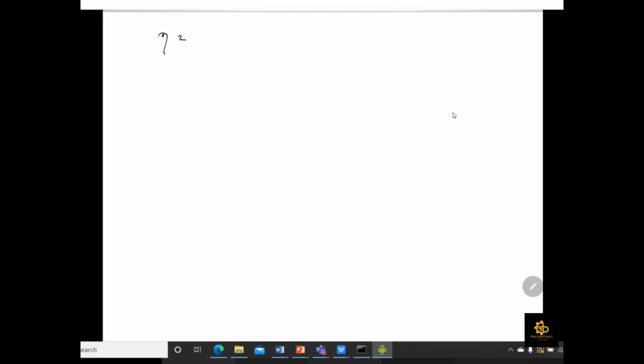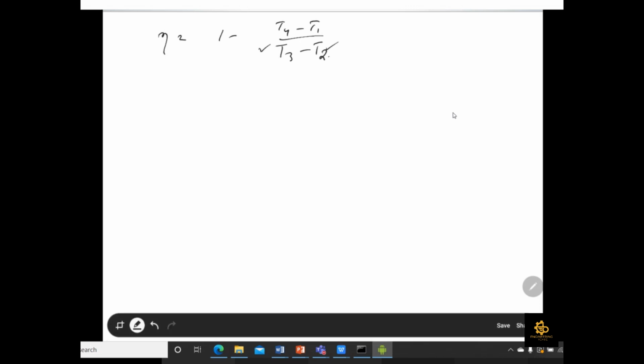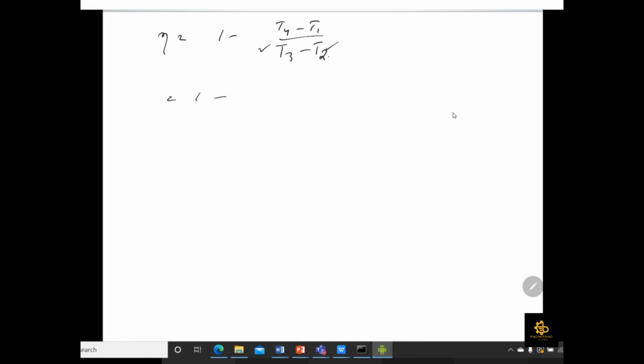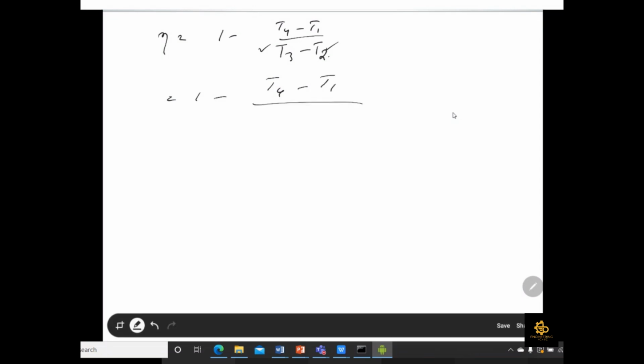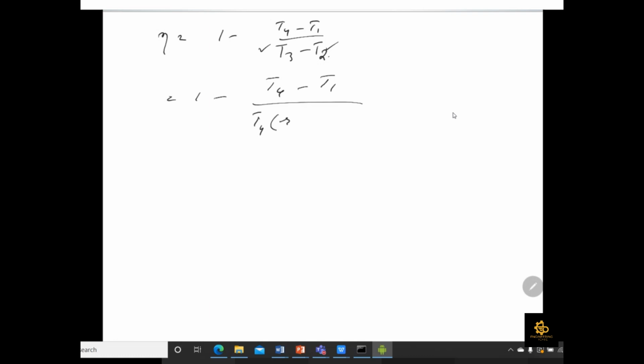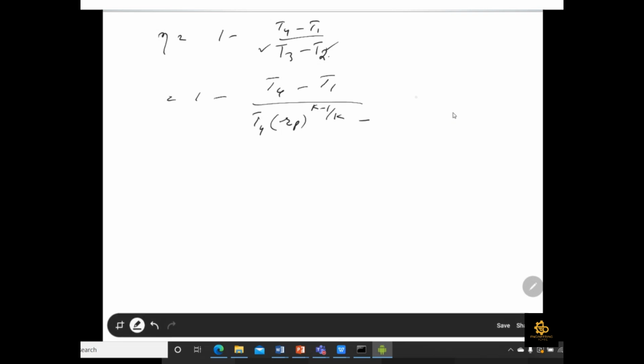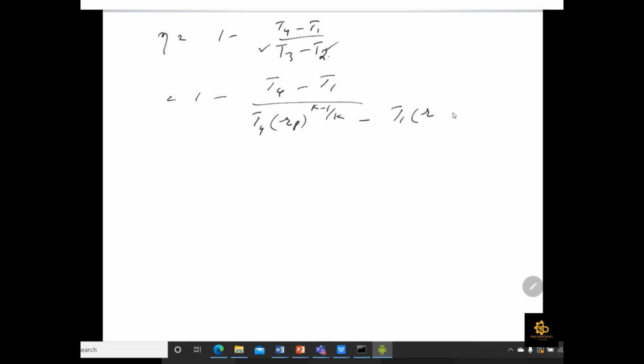So the efficiency equation, we already know, is equal to (T4 minus T1) over (T3 minus T2). Now we have to plug in all the values of T3 and T2 from the equation which we already derived in the previous slide. Then we will see that T4 is T1 times the pressure ratio RP to the power (K minus 1) over K, and T2 is T1 times RP to the power (K minus 1) over K.